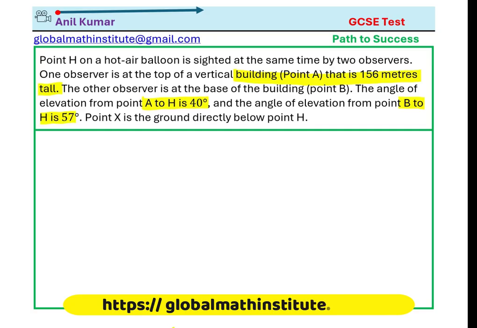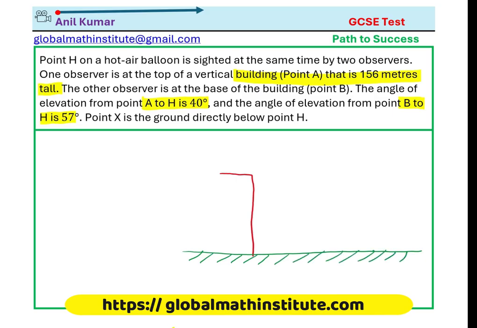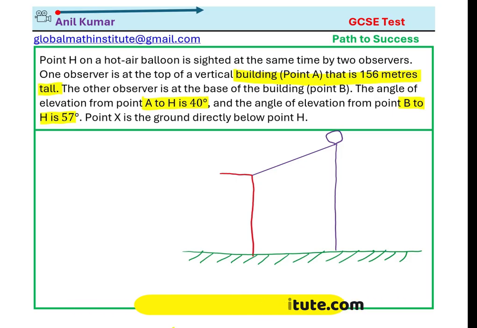So let's say this is the building for us, right? Now I'll just make the ground like this. That is the ground for us. So 40 degrees angle from the building to the balloon. So let's say this is 40 degrees angle, and here we have a balloon, correct? Okay. From the base, the angle is 57 degrees. So let me just connect from the base to this place also.